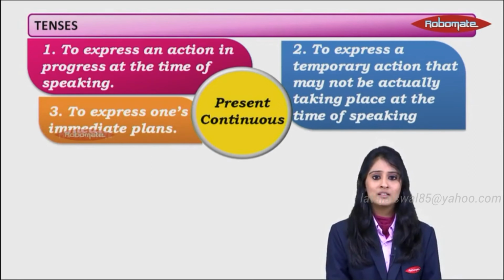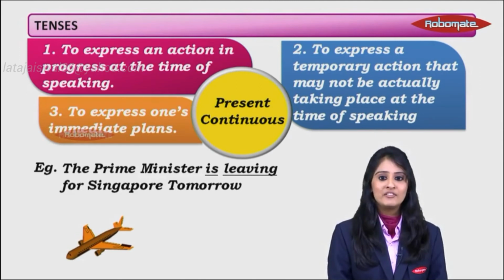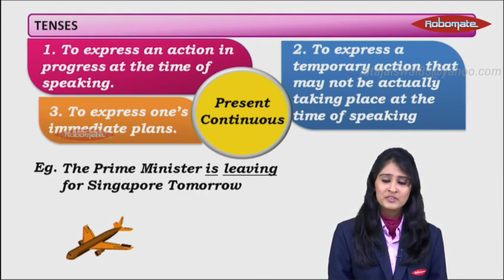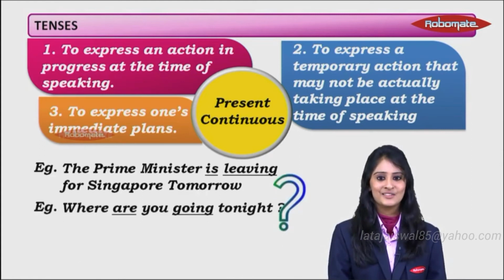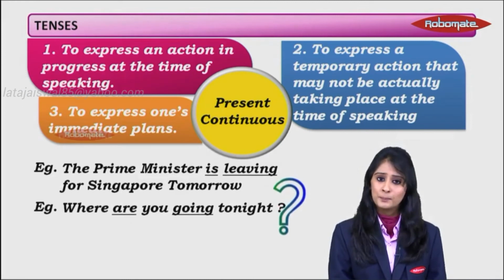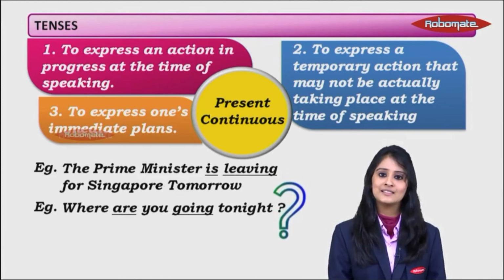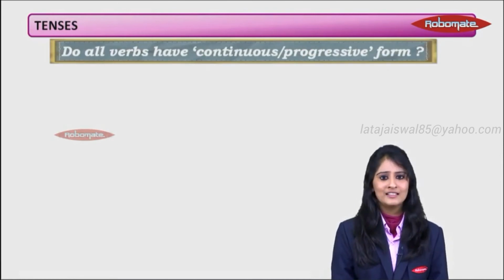To express one's immediate plans. For example, the Prime Minister is leaving for Singapore tomorrow. So in this sentence, we all know that even though the Prime Minister is not leaving in the present, he is leaving tomorrow, and tomorrow indicates one's immediate plans. So, the next one, where are you going tonight? So right now, the person is asking about the immediate plan and that is tonight. So these sentences are in present continuous form. Let's take a look at the next now.